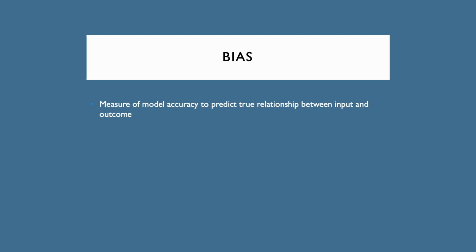So starting with bias, it's a measure of model accuracy to predict true relationship between input and outcome variables. Models with high bias tend to oversimplify the underlying distribution, resulting in high training and test error. Models that are able to fit well with the training data set have low bias. And these models also tend to be more flexible.